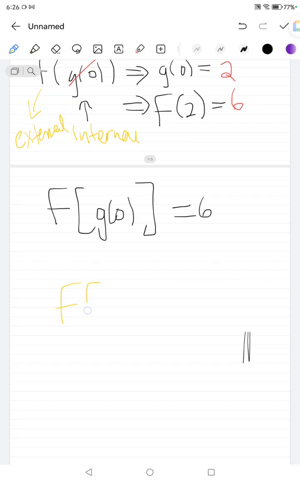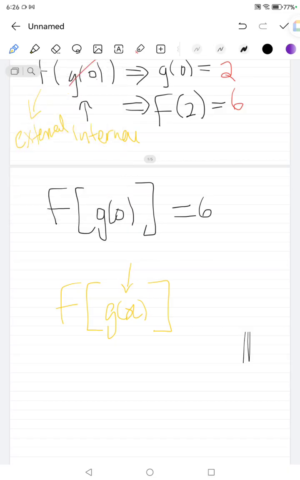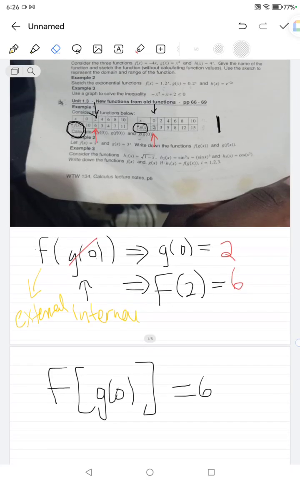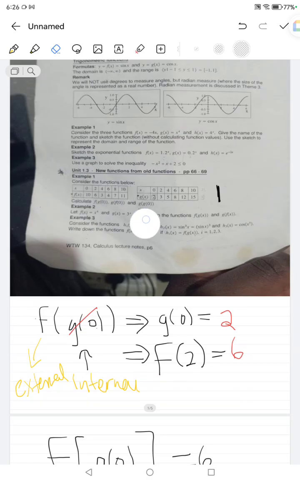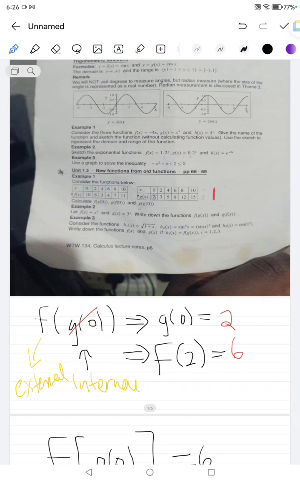This is the same as having your f of g of x, but now the only thing we're changing is the x values. So we had the g of 0. We started with g of 0 and said, okay, we go to the g table, which is the one on the right. Then we go and check what our g of 0 is, reading the x values.